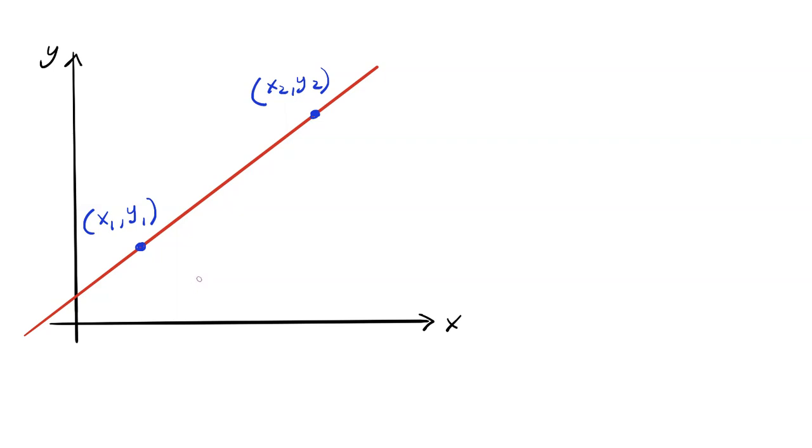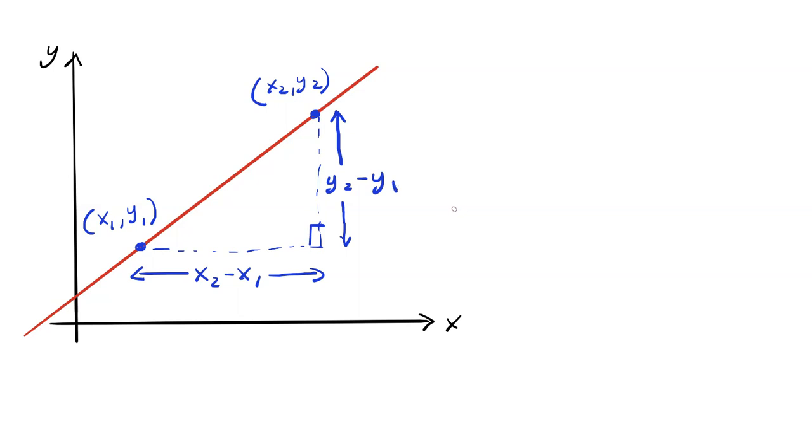Okay, so now we want to calculate the slope. That is, if we go one step in this direction, how much should we go in the y direction? If we look at this distance, how long is it? It is the x-coordinate of this one minus the x-coordinate of that one. So this distance is x2 minus x1. And how high up do we go? That's y2 minus y1, the difference of the two y coordinates.